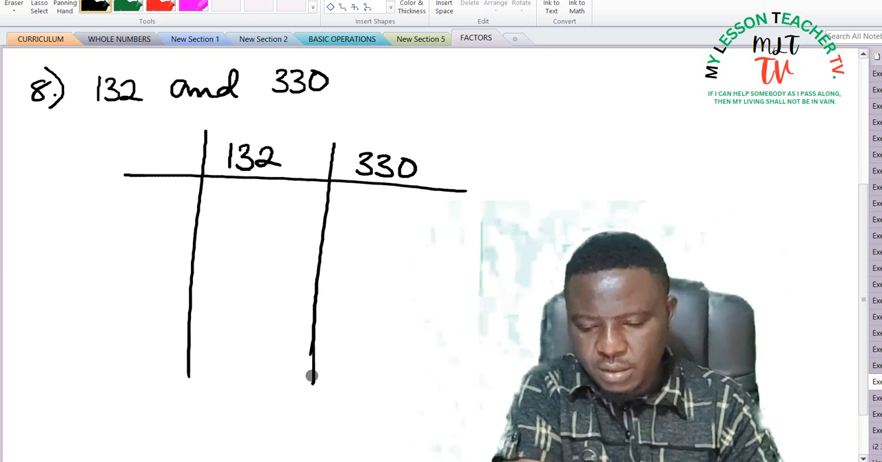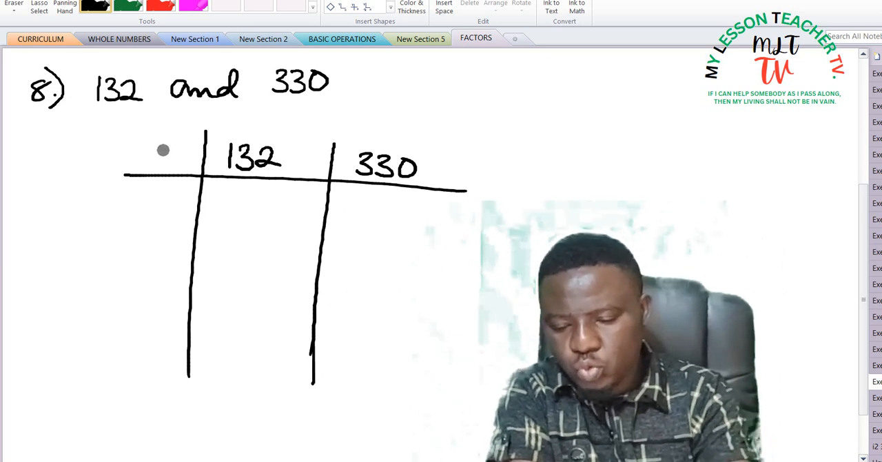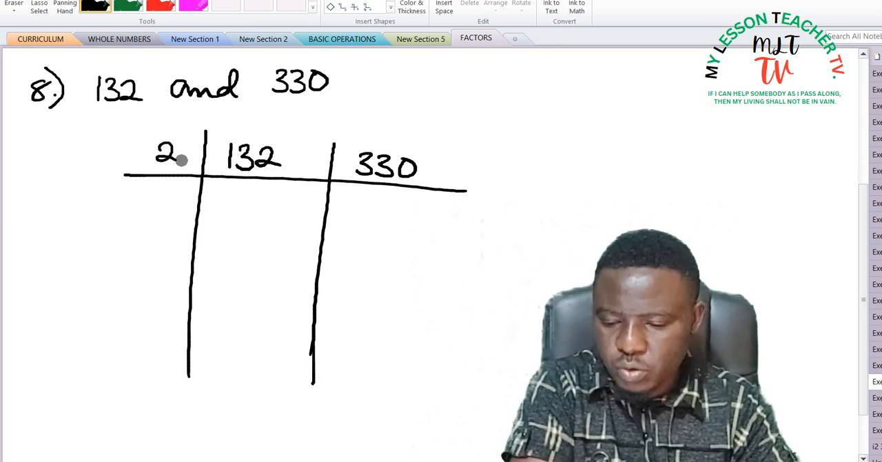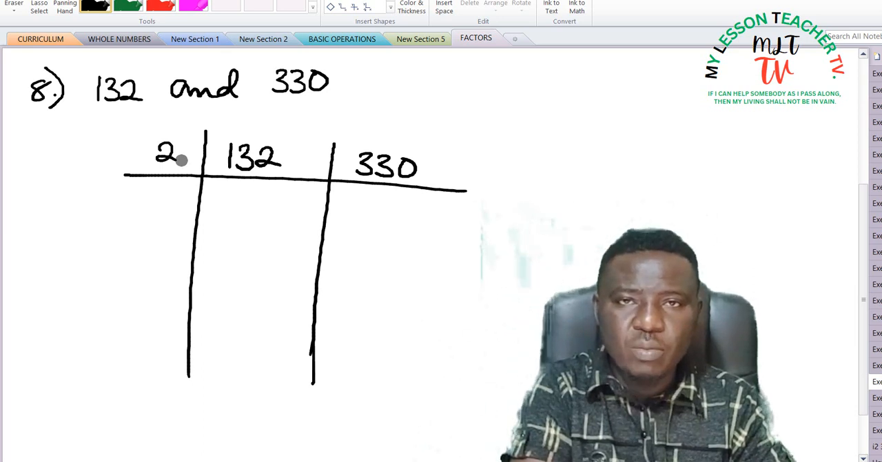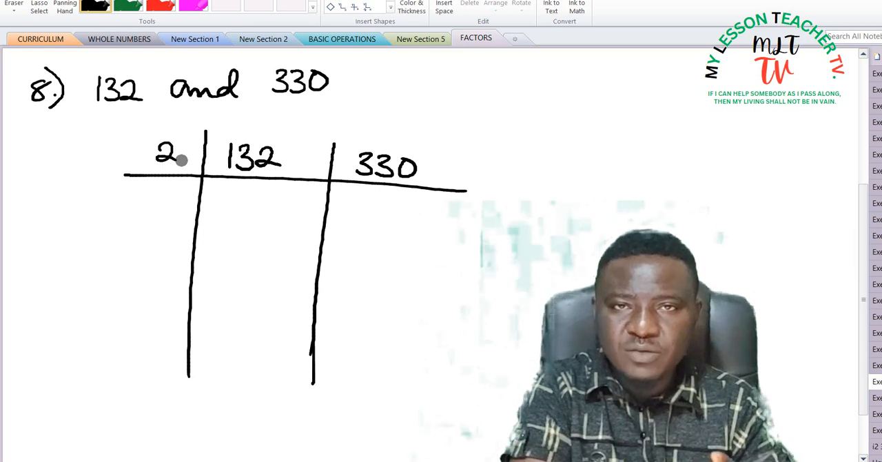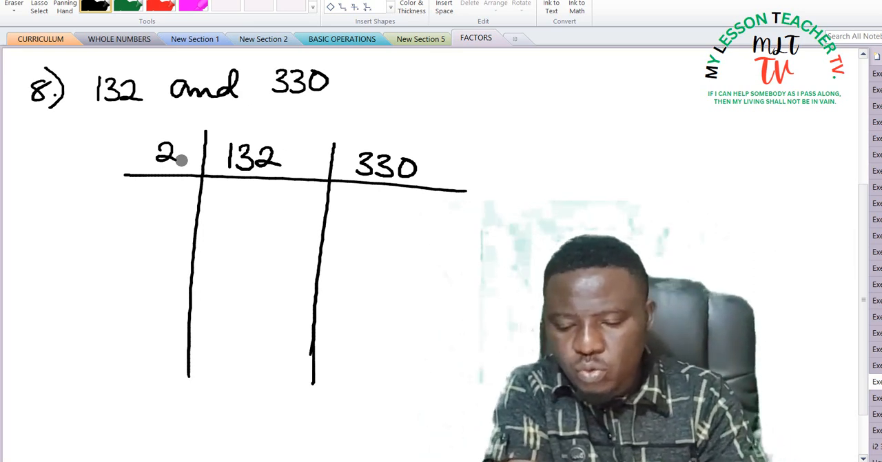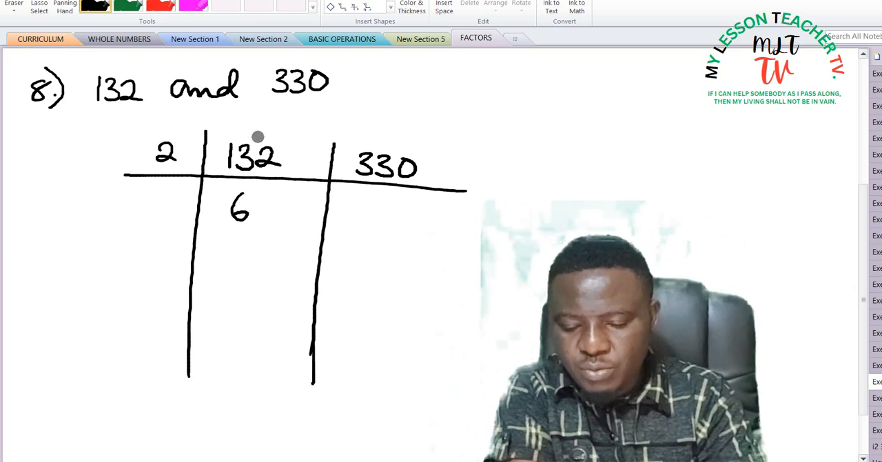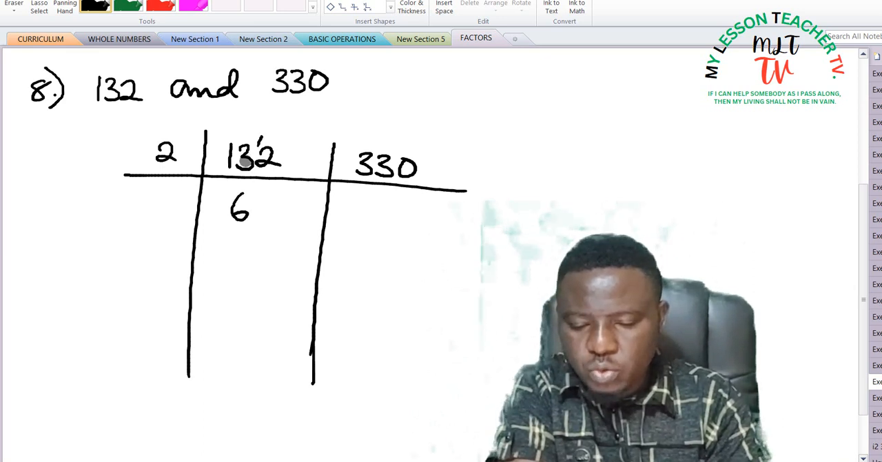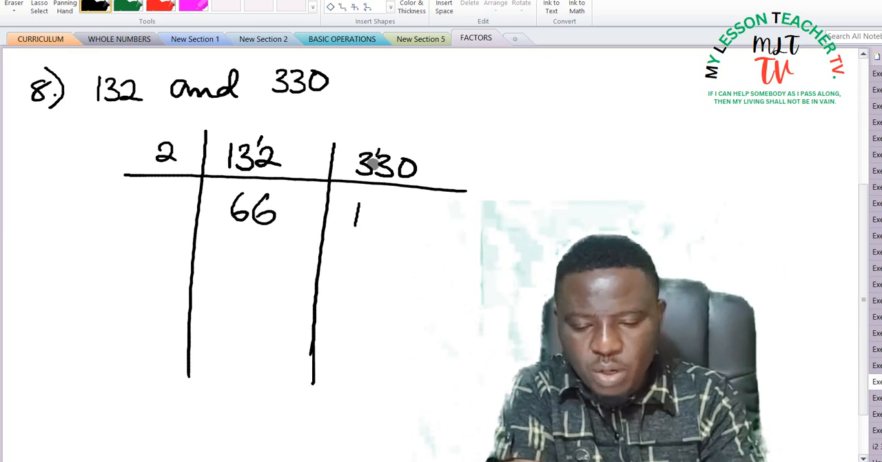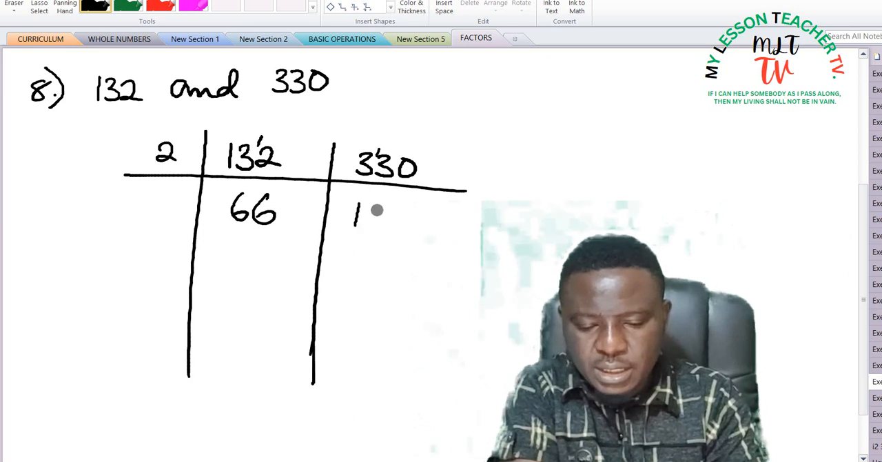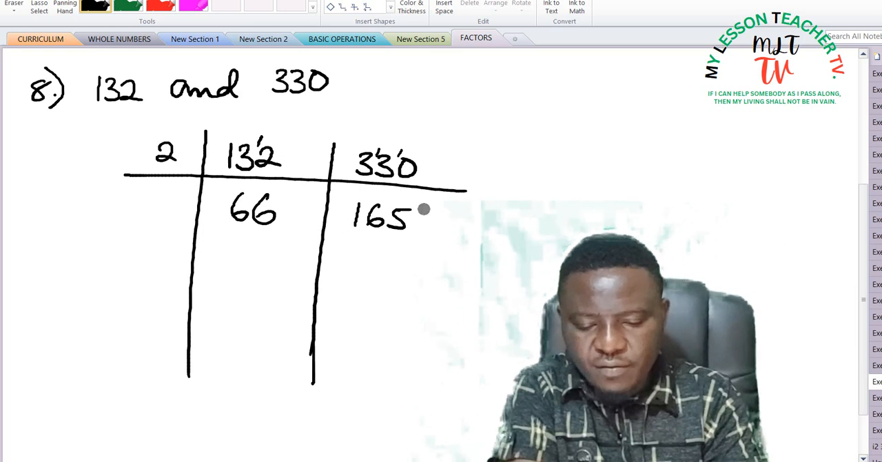beginning with the least prime number, which is 2. Are 132 and 330 divisible by 2? Yes, because the last digits are even numbers, which is the condition for a number to be divisible by 2. So 2 into 13 is 6 times remainder 1. 2 into 12 is 6. 2 into 33 is 16 remainder 1. 2 into 10 is 5.